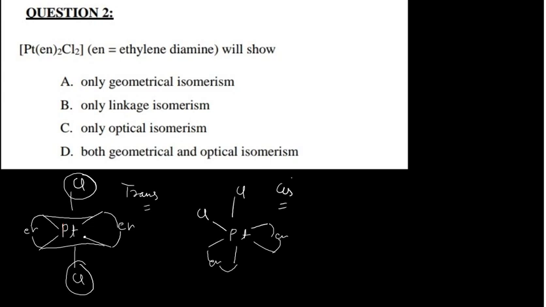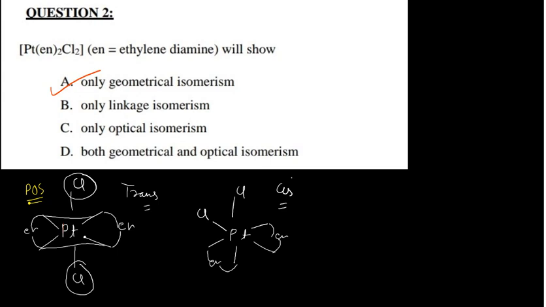Clear? So one thing is quite clear, it will show geometrical isomerism. Okay, so geometrical isomerism it can show. Now check for your optical isomerism. This is very important. I have already told you in my previous lectures, the trans form is having the plane of symmetry, POS, right? Sigma plane it is having. When the plane of symmetry is there, then your compound would be optically inactive.